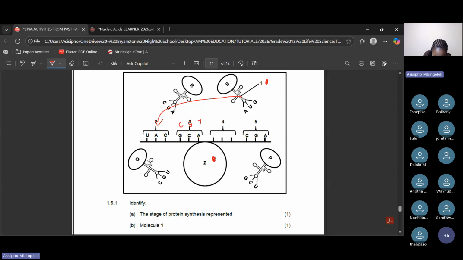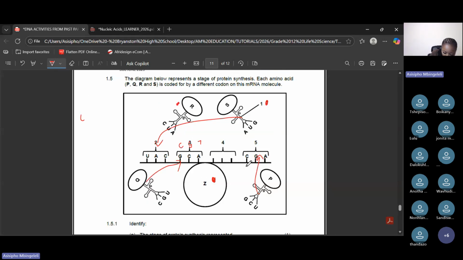Then for GCA, CGU, this one will come here. Then CGA, I need the one that starts with a G, GCU, this one will come here. So the one that we have not used is R. We haven't used R. And with R, we are getting, yes, R. Okay, so the amino acid that we have not used here is R, which has transfer RNA. So what we are getting here is transfer RNA. We will need information about messenger RNA and then DNA.